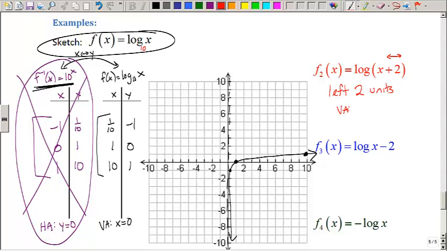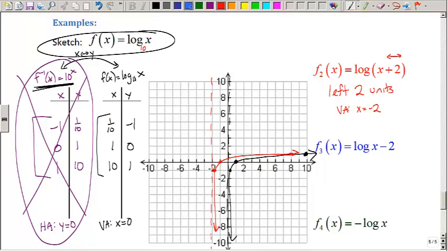I used to have a vertical asymptote at the y-axis, or x equals 0. But when I move my vertical asymptote left 2 units, then not only the graph shifts left, but also the asymptote shifts left 2 units. So my asymptote is going to be x equals negative 2. I'm going to shift all of my points left 2, connect my points, follow my asymptote, and I have my new function f of x equals log of (x plus 2).